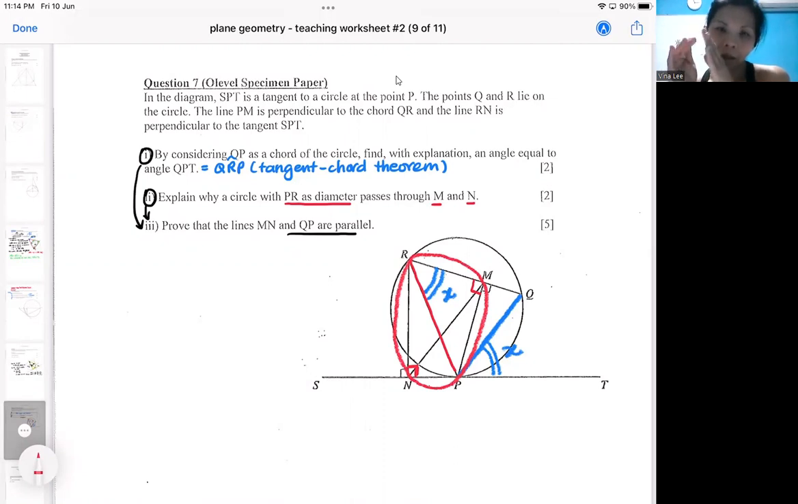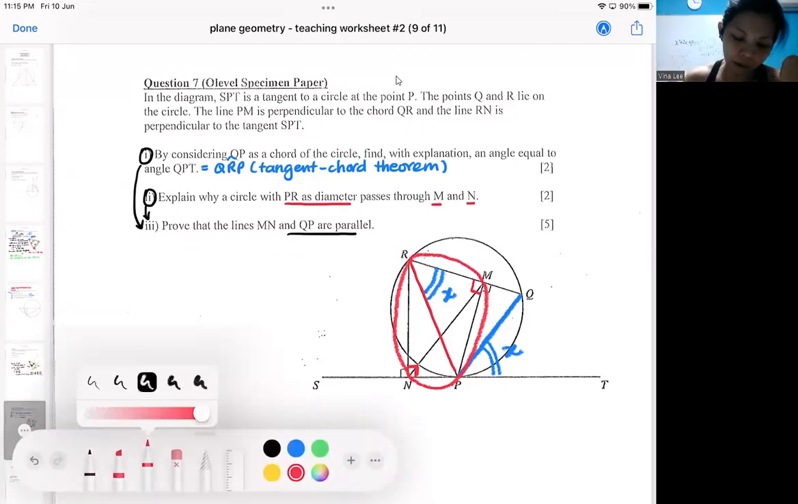But I use PR as a diameter and it passes through M and N. It doesn't matter, it doesn't look like a real circle, but by geometrical property, it is supposed to be a proper circle. At this point I won't know whether I'm going to get alternate angle, interior angle, or corresponding angle. I won't know. I got to use my algebra. I got to use my circle to see what I can get.